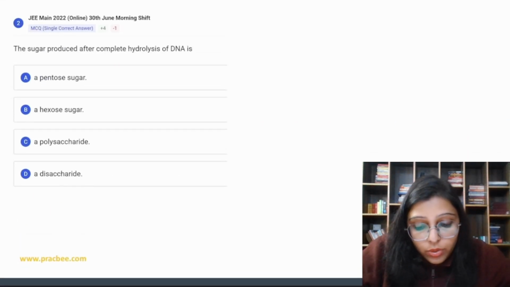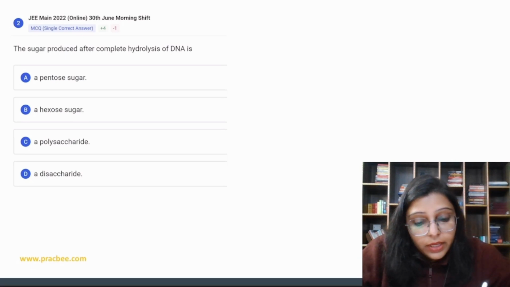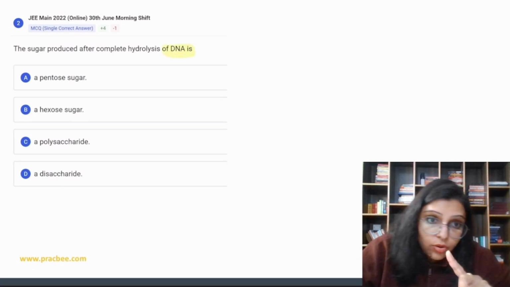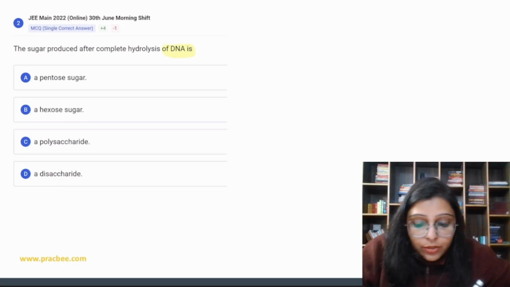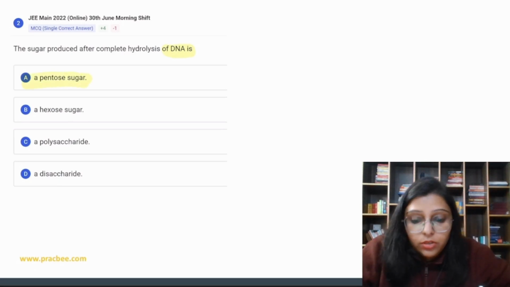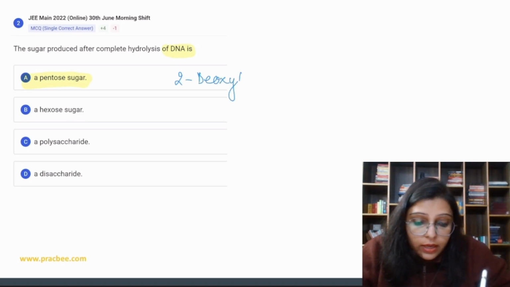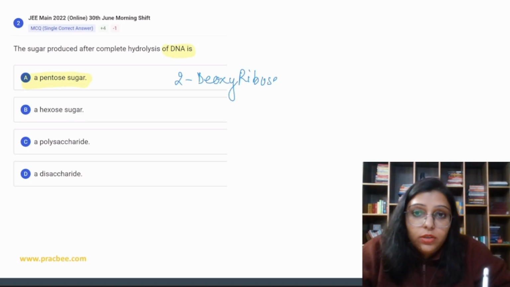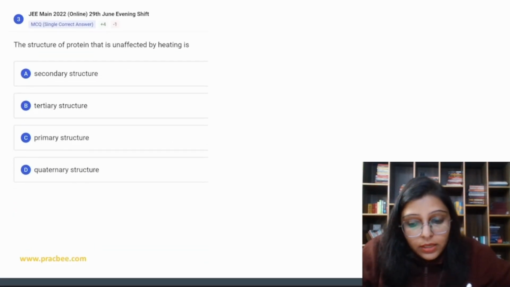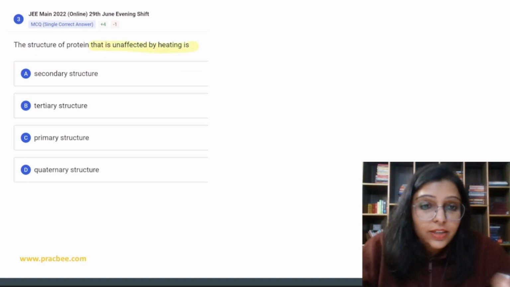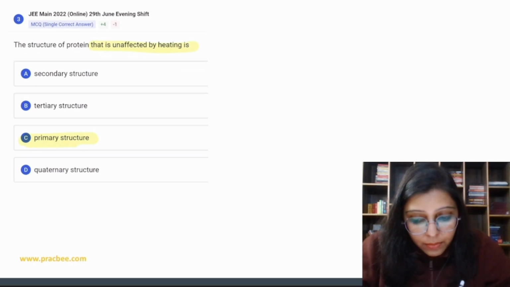Next, a sugar produced after complete hydrolysis of DNA. So in DNA, which sugar is present? Already I have provided you. So that is a pentose sugar. So in DNA, we have 2-deoxyribose sugar. Okay. So pentose sugar is there in DNA. Next, structure of protein that is unaffected by heating. It means denaturation has no effect. That is the primary structure of the protein, memory based.